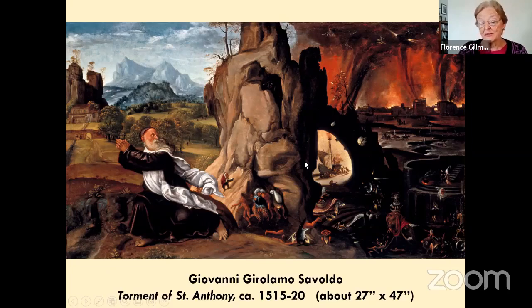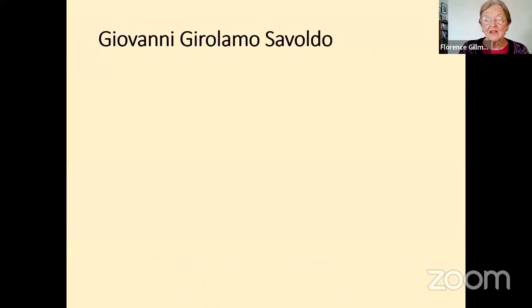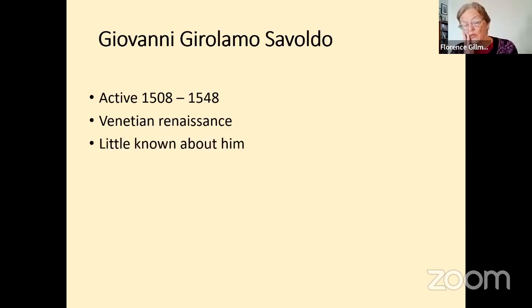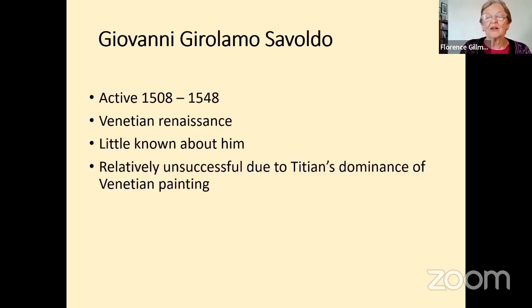First, let me tell you a little bit about the artist, Savoldo. So he was active in the early 16th century, which puts him within the Renaissance in Venice. We don't know a lot about him, but we do know that the artist Titian was a very dominant figure in Venetian painting, and that affected Savoldo in the sense that he was probably less successful than he might have been had Titian not been dominating the scene.